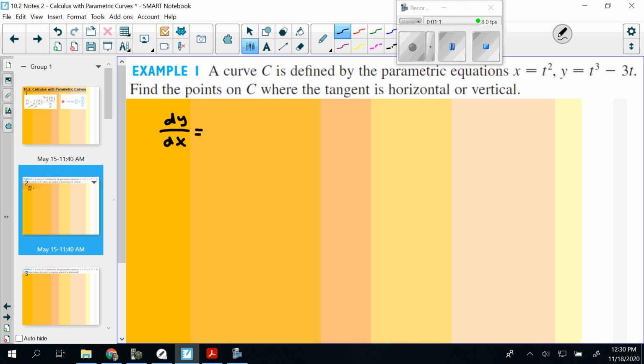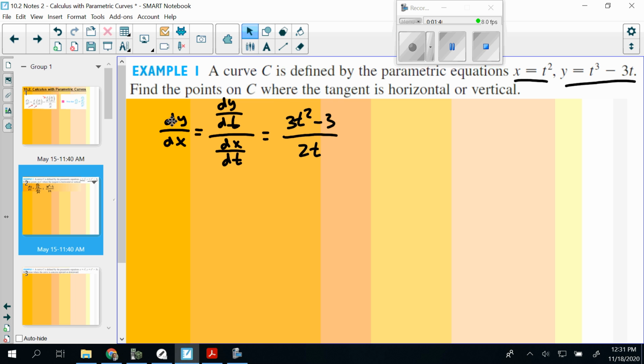For parametric, what we talked about last time, that's going to be dy/dt over dx/dt. So finding our derivatives, dy/dt is 3t squared minus 3, over the derivative of this in terms of t, which is just 2t. Okay, so that's our derivative, as if we had the Cartesian equation in terms of y and x.